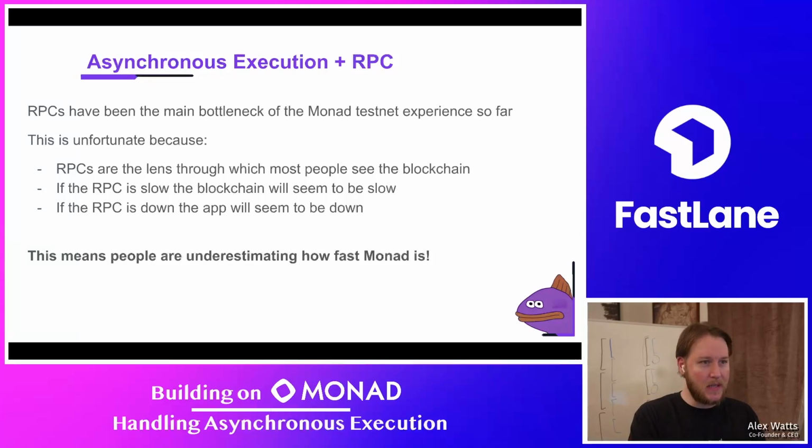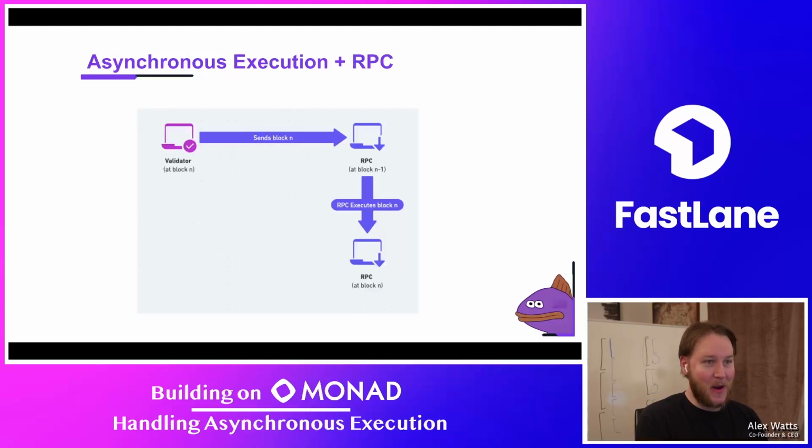The RPCs are this critical dependency that apps and users have for the blockchain. And from their point of view, they can't really tell the difference, right? It's in the liveness path. If you want a high data availability blockchain, you have to have high data availability RPCs. So our takeaway from this at Fastlane is that Monad is actually way faster than people think it is. And so we're very, very bullish on that. But this does also have an intersection with asynchronous execution that we wanted to shine a light on.